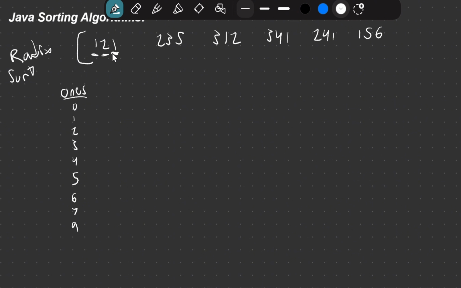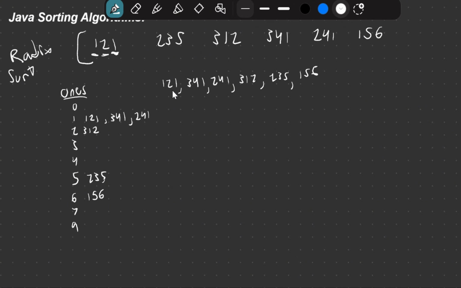So 121 ends with 1, so it'll go here. 235 ends with a 5. 312 ends with a 2. 341 ends with a 1. 241 ends with a 1. And 156 ends with a 6. So from there, we're just going to put all of these values in order into a second array. So we start with 121, and then we have 341, and then 241, and then 312, and then 235, and then 156.